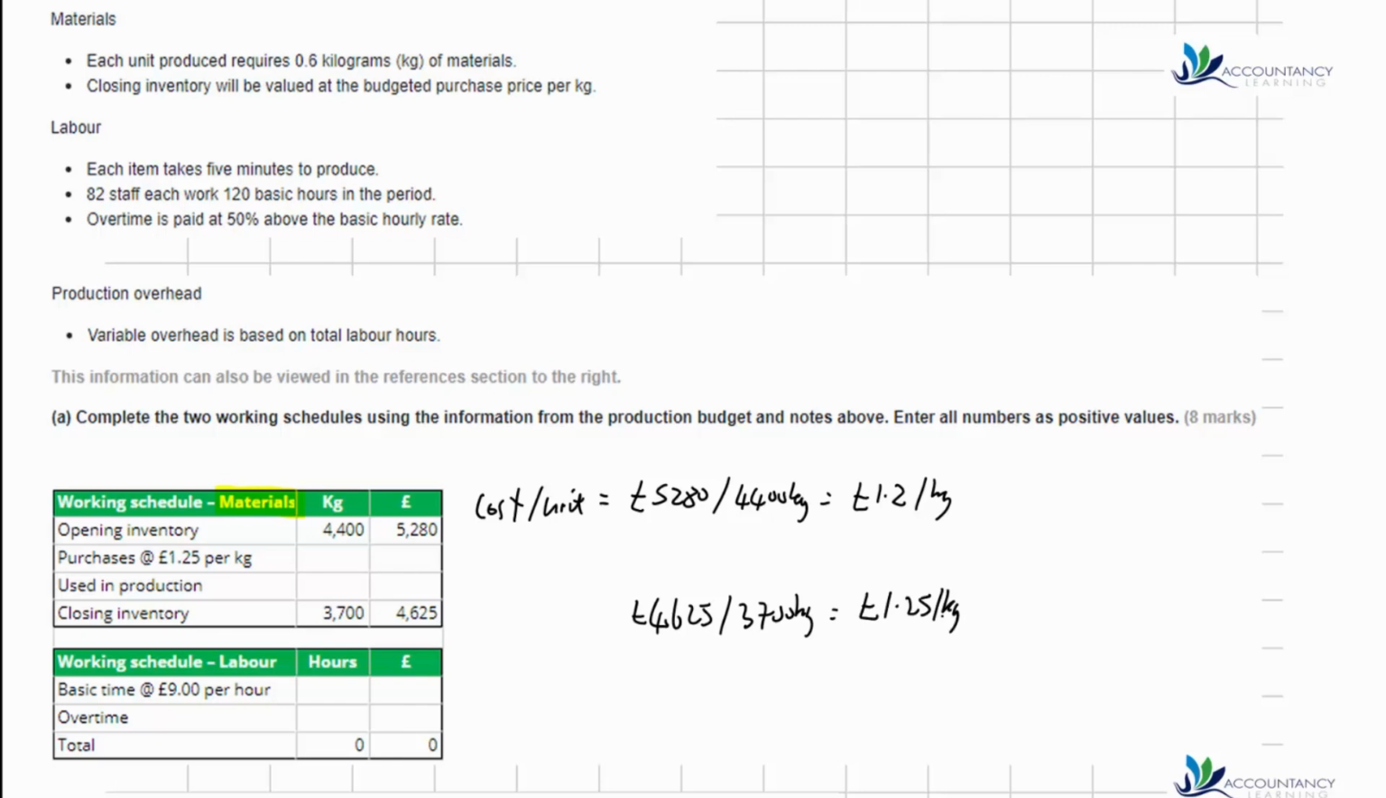Now the question doesn't ask us to calculate that, but we do need to recognise that the opening inventory is cheaper per kilogram than the closing inventory, and that's going to have some significance a little bit later on when we're doing the further calculations. So what we need to do then is we know the opening and closing inventory, so we need to work out how many purchases we made, and notice that the purchases were at 1.25, and we've confirmed that that's the case. It tells us, doesn't it, that closing inventory is valued at the budgeted purchase price. So yes, that's correct. And we also need to include how much of the kilograms was used in the production process.